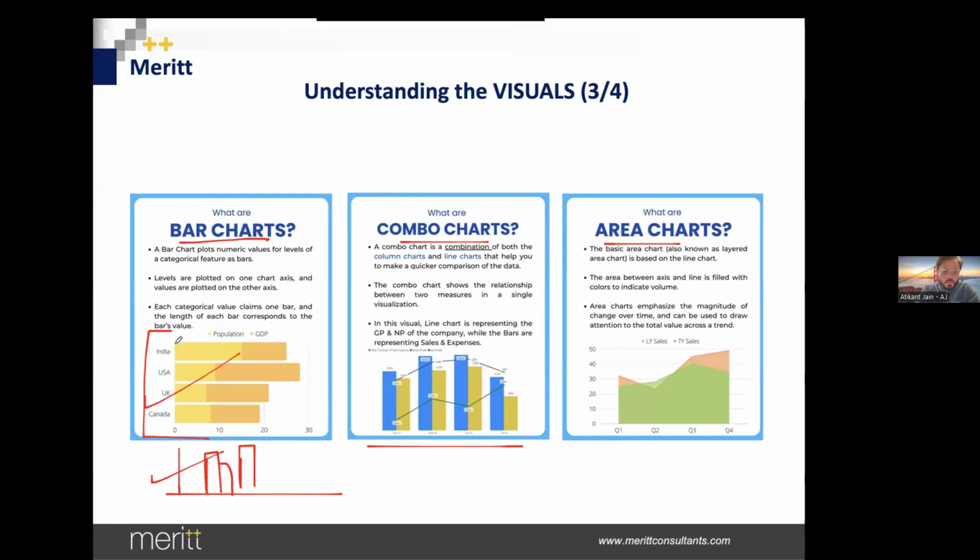If you see over here, I can see country-wise what my population is and what my GDP is. It is easily explained using bar charts, right? One color is for population, one color is for GDP. A bar chart plots numeric values for levels of categorical features as bars. So my y-axis will always be a categorical feature. If you have two columns and both are numeric, you won't be able to create the bar chart. You need one column as categorical.